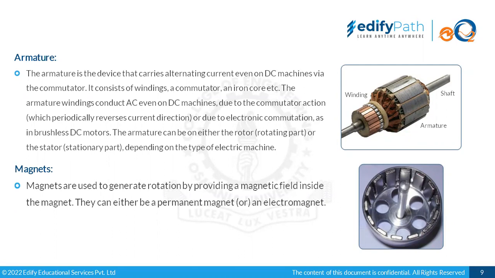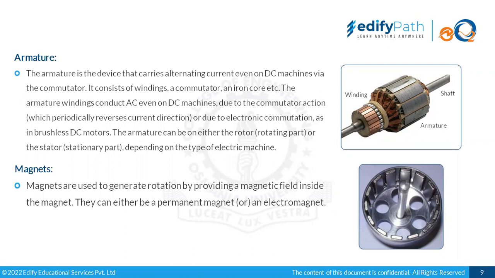It consists of windings, a commutator, and an iron core, etc. The armature windings conduct AC even on DC machines due to the commutator action, which periodically reverses current direction. So it is connected with the commutator, and it is part of the rotor only.